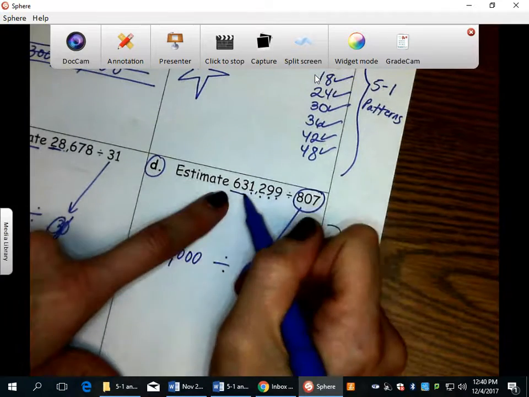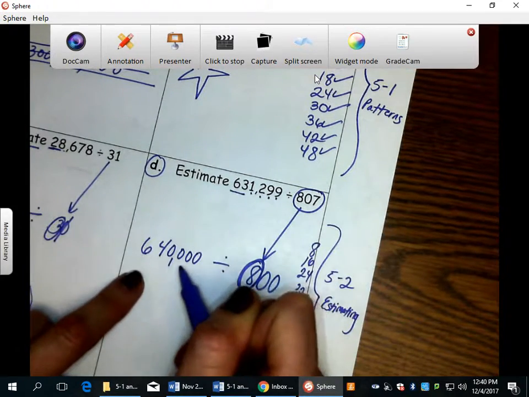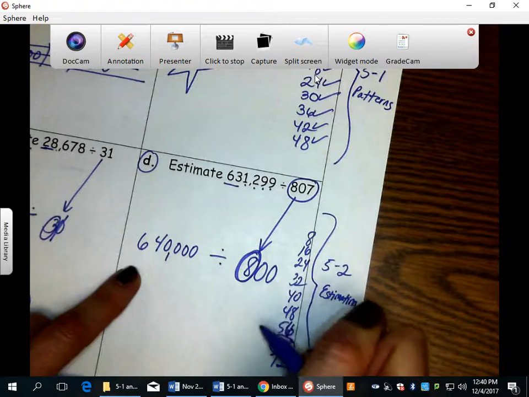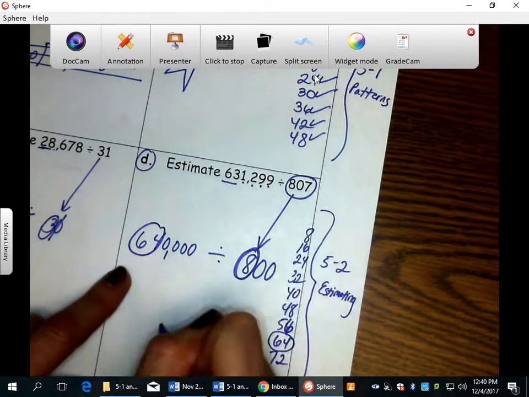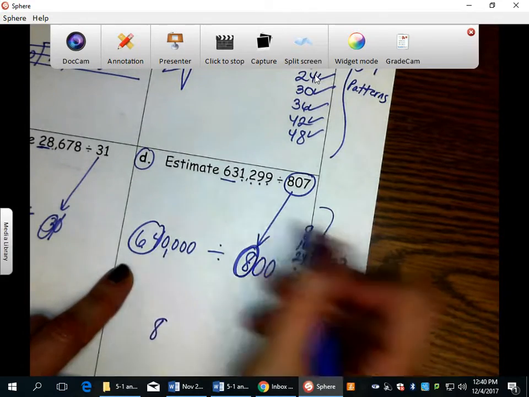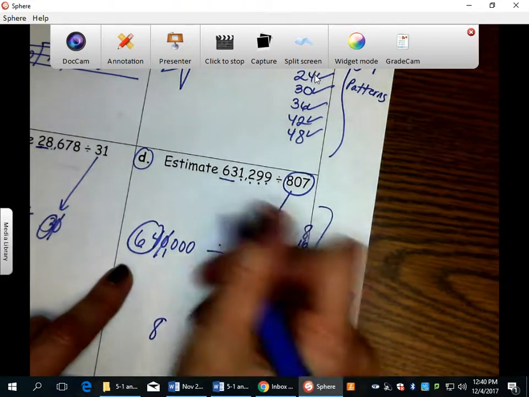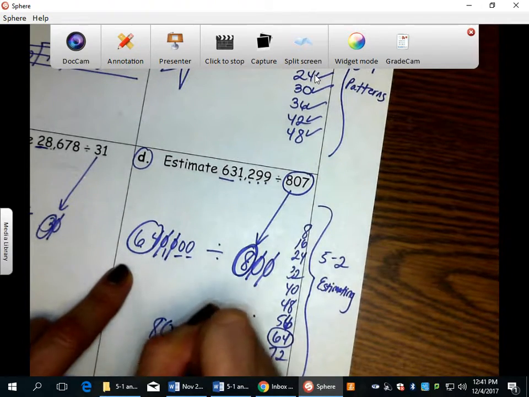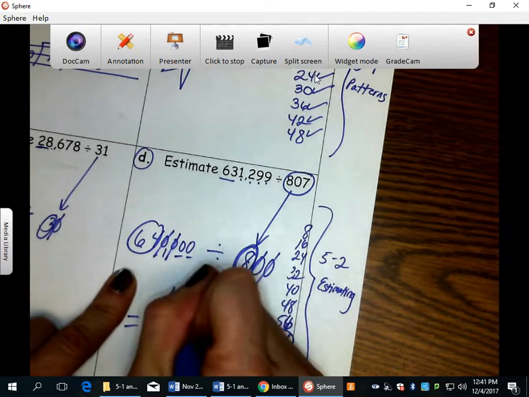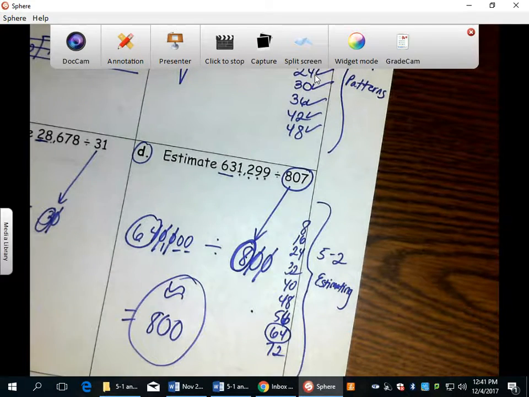So instead of 631,000, I'm making it 640,000. Now I can say to myself, something times 8 is 64. 8 times 8 is 64. Cross out the 0 they have in common. Cross out the other zeros they have in common. 2 left over. I bring them into my quotient, or answer. That means my answer would be about 800.